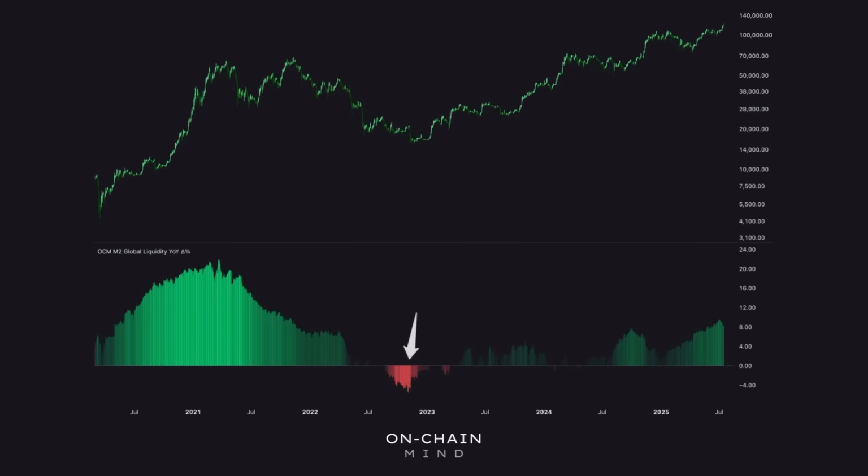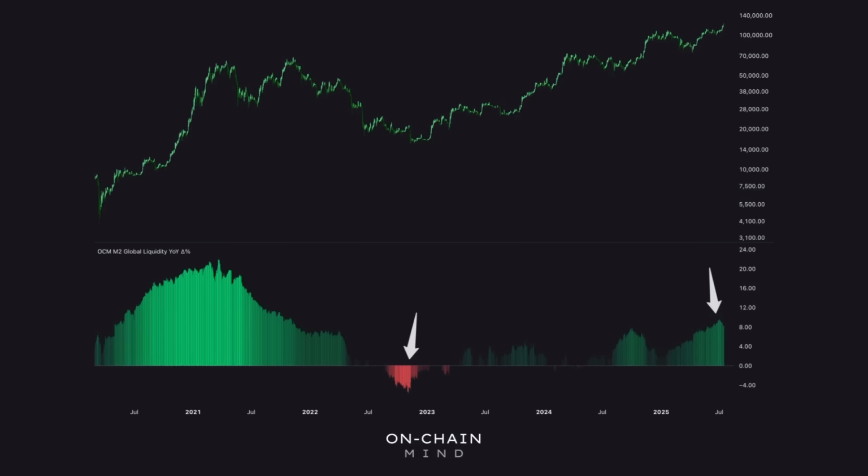That's a pretty rare event historically. It was a loud signal that the Bitcoin market was likely forming a bottom at that time. Currently, liquidity is trending upward, and right now it's running at about an 8% year-on-year increase. To me, that's another indicator that we're not at the Bitcoin cycle peak yet.